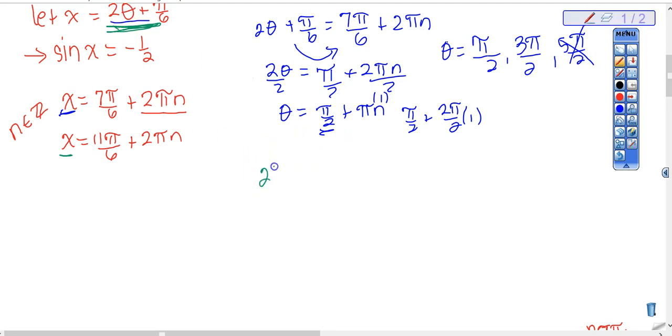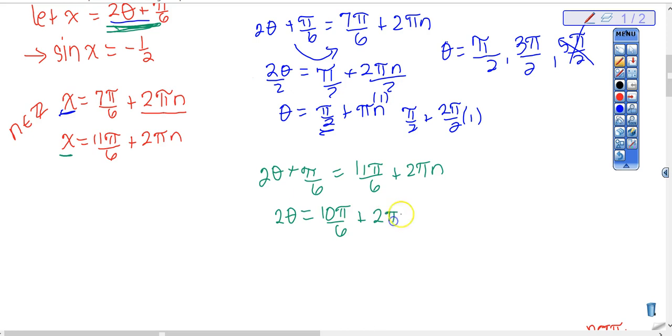Okay, so plugging in 2 theta plus pi over 6 equals 11 pi over 6 plus 2 pi n. And again, we're going to solve for theta, so we'll subtract pi over 6. So that would be 2 theta equals 10 pi over 6 plus 2 pi n, and I would simplify that to 5 pi over 3. Then we'll divide by 2, and I think I'll multiply times half instead of creating the complex fraction. So theta equals 5 pi over 6, 2 times 3, plus pi times n.